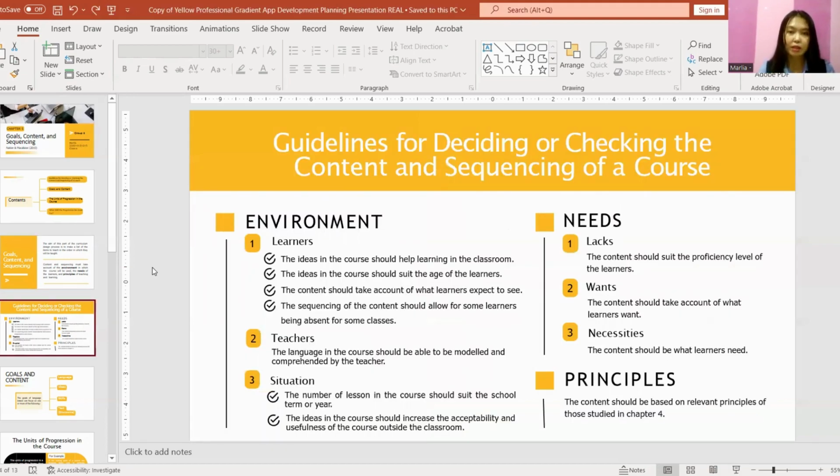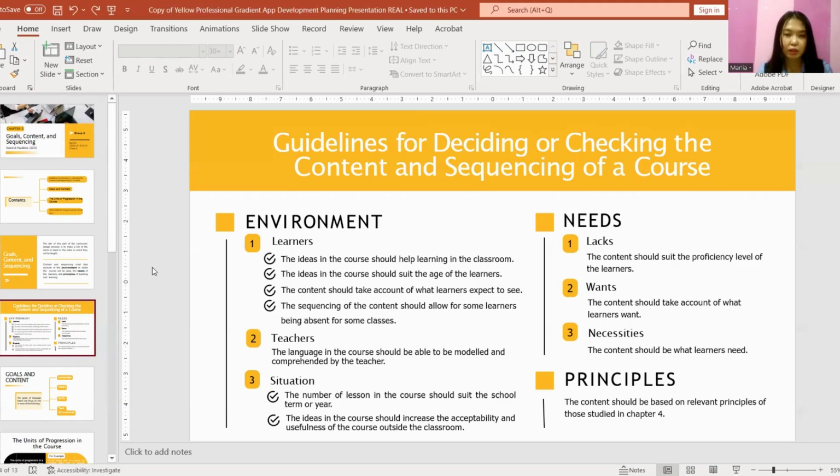Here are the guidelines for deciding or checking the content and sequencing of a course. There are 3 aspects. The first aspect is environment. In environment, we have to consider 3 things, such as learners, teachers, and situations. The content should consider the learners, such as the ideas in the course should help learning in the classroom. And the ideas in the course should suit the age of the learners.